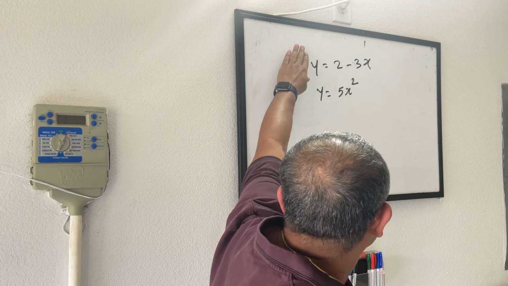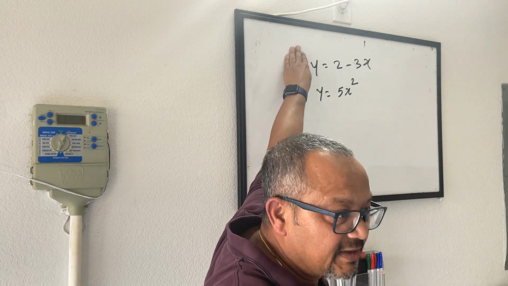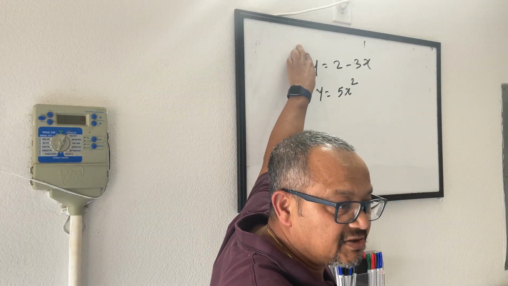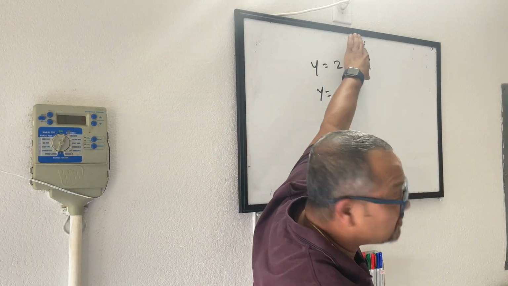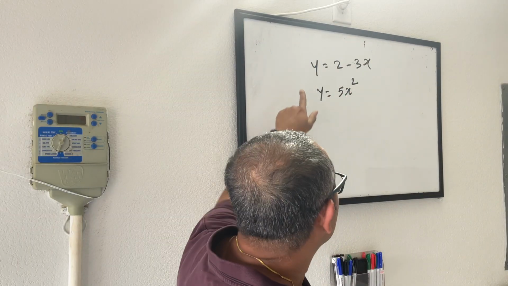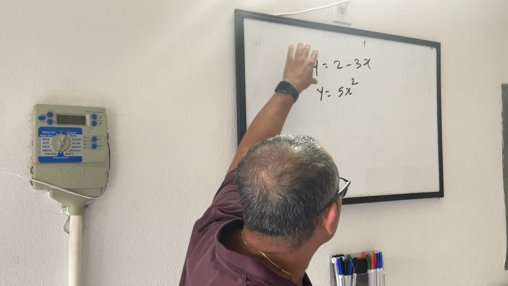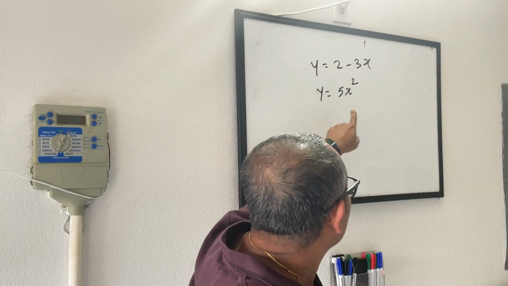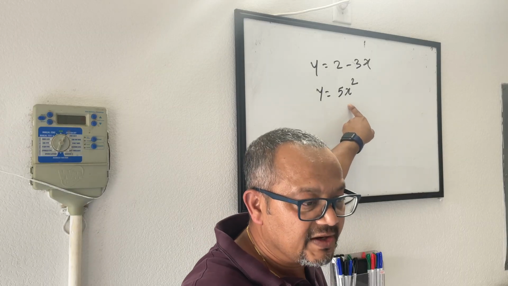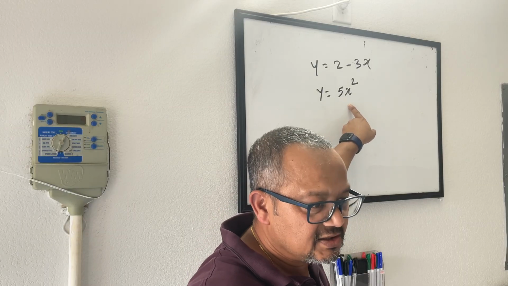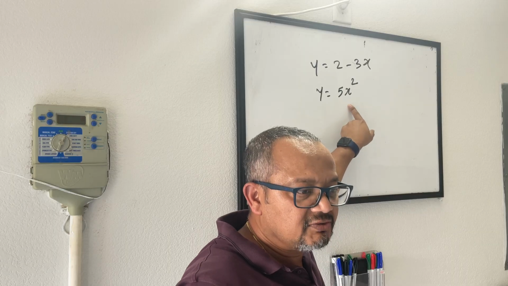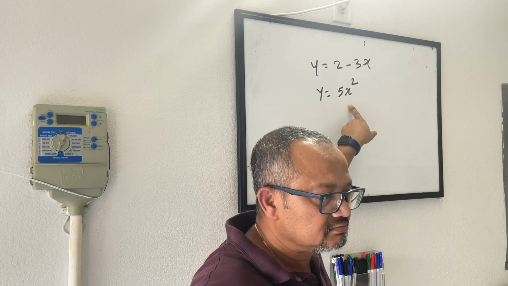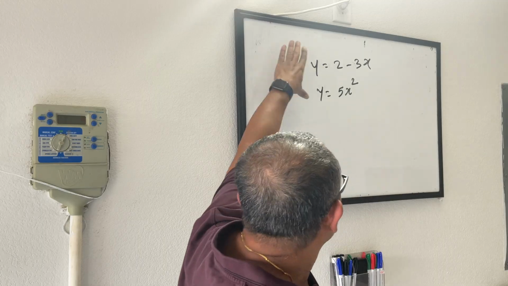So this is one equation. Obviously by looking at the face of the equation itself, you can make out this is a linear equation because the maximum power of the variable is 1. So this is a linear equation. When you look at the second equation, y equals 5x squared, you see the maximum power of one of the variables is 2. That means we are talking about a quadratic equation which will eventually turn into a parabola. Okay? So we have this.